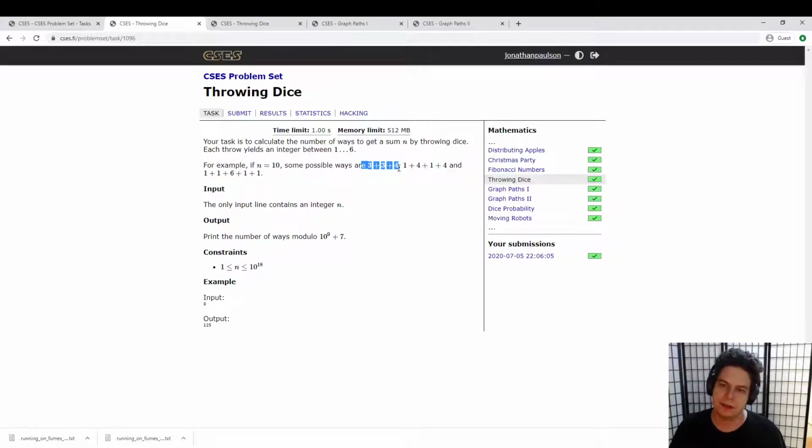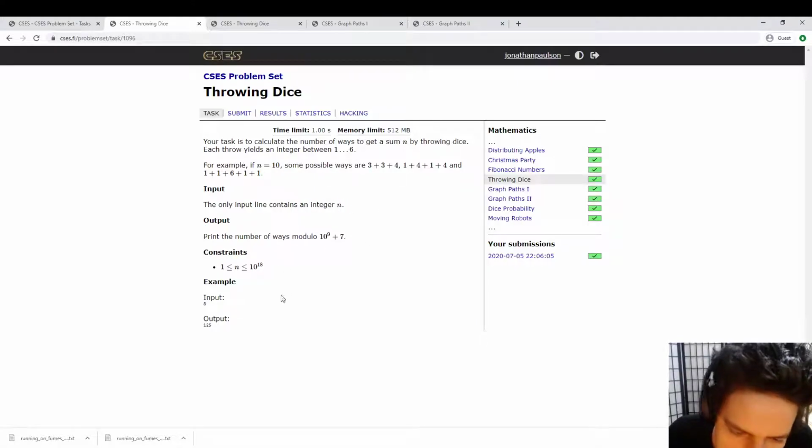So to get 10, you could do 3, 3, 4. You could do 1, 4, 1, 4. You could do 1, 1, 6, 1, 1. And in particular, they're counting different orders differently, right? So 1, 2 is different than 2, 1. So we get n. We want to calculate modulo of something.